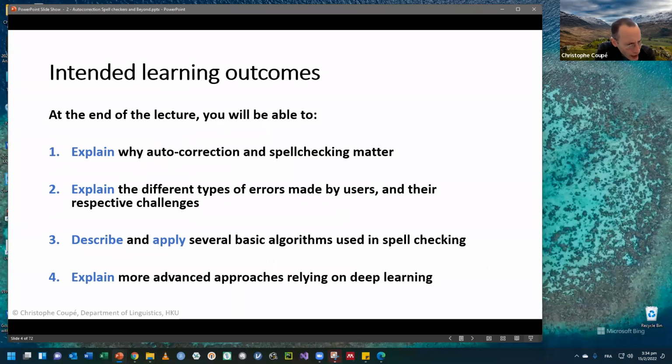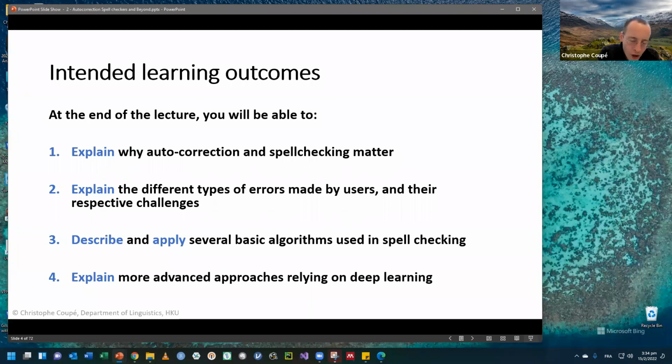So at the end of the lecture, hopefully you will be able, in terms of intended learning outcomes, to explain why autocorrection and spell checking are important. I mean, that should be quite clear, I guess. Explain the different types of errors that we make as users and the challenges they create for computers. You will be able to describe and apply some basic algorithms used in spell checking.